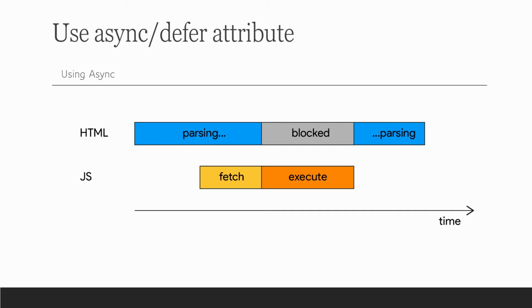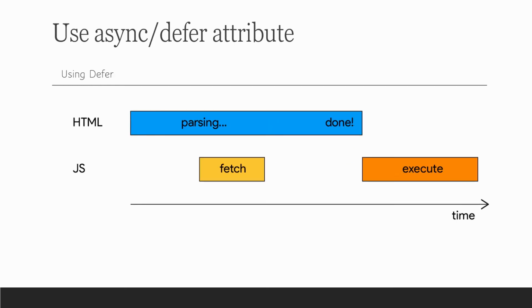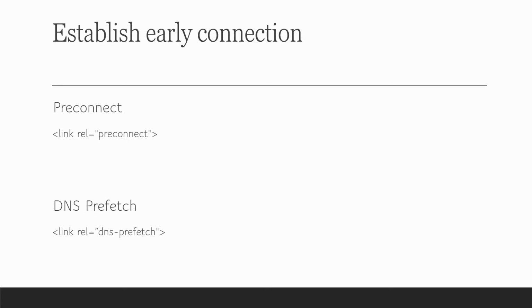You can use either the async or defer attribute. Both load the script asynchronously while the browser is parsing the HTML. The difference is that with async, it fetches the script while the browser is parsing the HTML, and once the fetching is finished, it blocks the parsing of HTML, executes the script, and then resumes parsing. But with defer, the execution is done only when the parsing is finished. So depending upon your need, you can check the waterfall model and decide where to use async and defer. The next thing is you can establish early connection using preconnect and DNS prefetch.